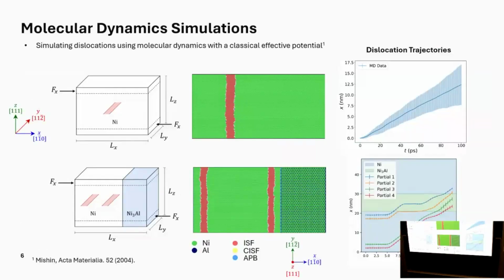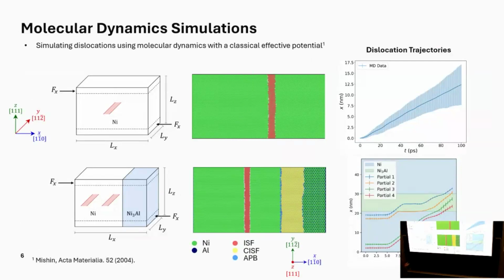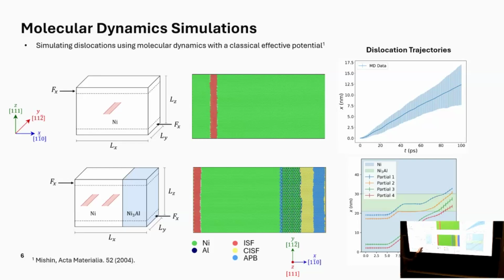So this is a summary of our methods. We use molecular dynamics simulations with a classical effective potential to simulate the dynamics of a single dislocation. In the pure nickel case, we use that as a case study to develop our methods. And then we also consider this two-phase nickel-3 aluminium with two dislocations.